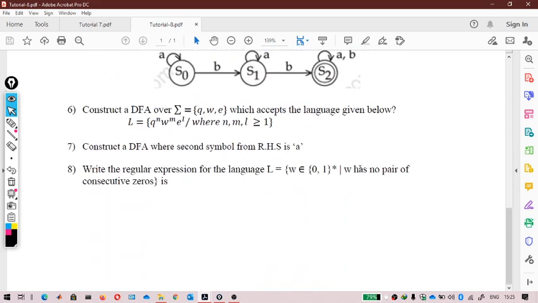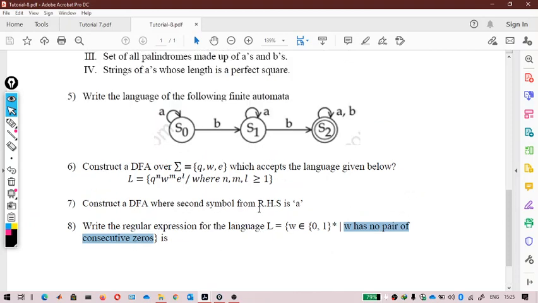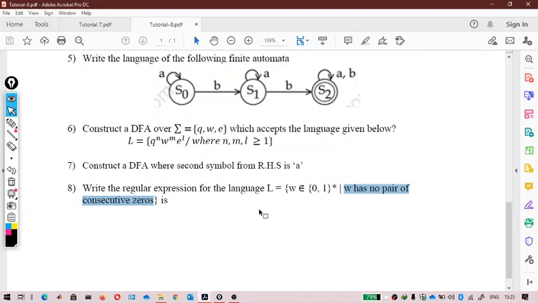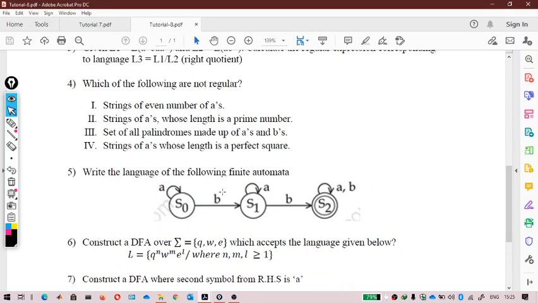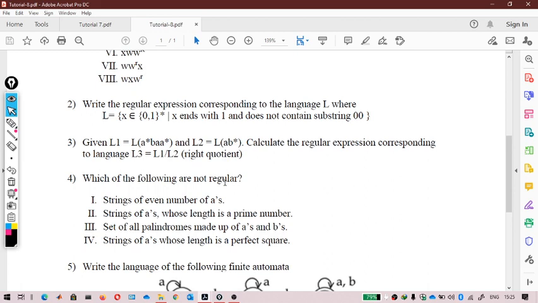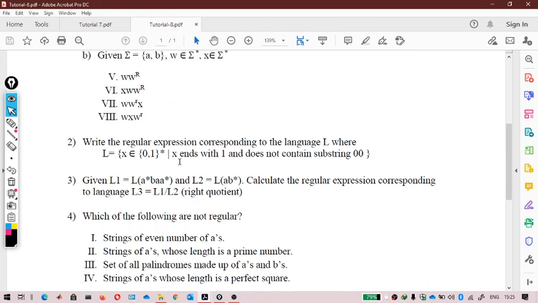It is already included in a different language like this, that W has no pair of consecutive zeros. So this question and this question, where no two A's can come together. Now it is just saying that no two A's as well as no two B's come together, so you have to look out for that also. I will tell you in the end what exactly the string is here. Okay, so now this question is done.